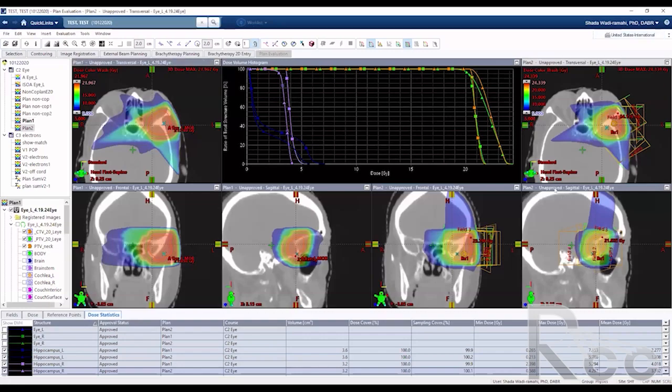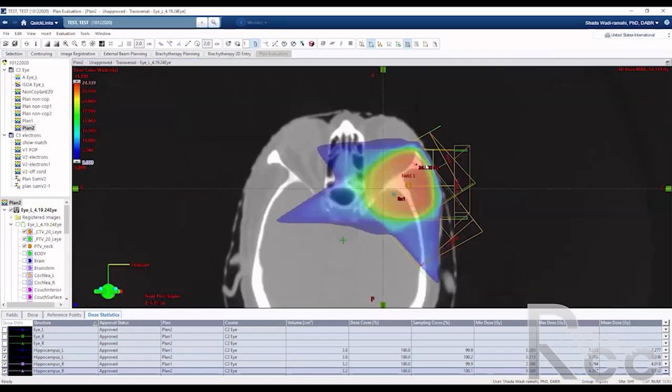I can play with the wedge angles. I can create field in field with MLCs. Maybe I can do that with a non-coplanar beam to remove the hotspot over here. So that would be the hotspot in this direction. Since this is in one direction only, playing around with the wedge angles or creating field in field with MLCs, then you can reduce the hotspot. In this case, you have the best of both worlds.